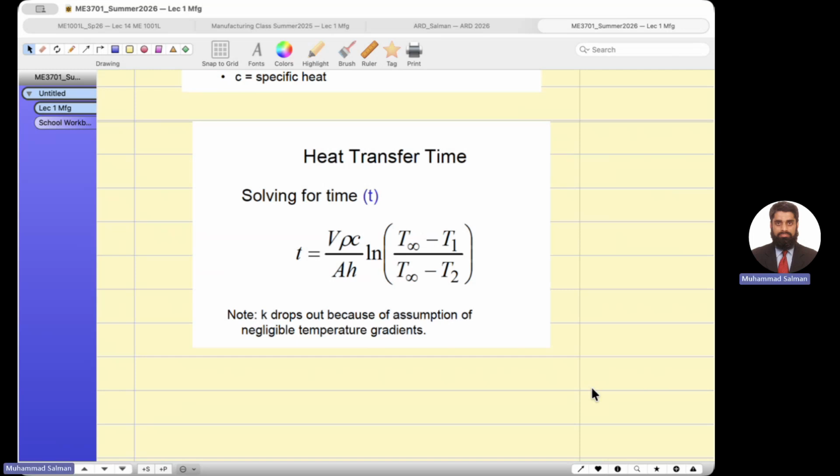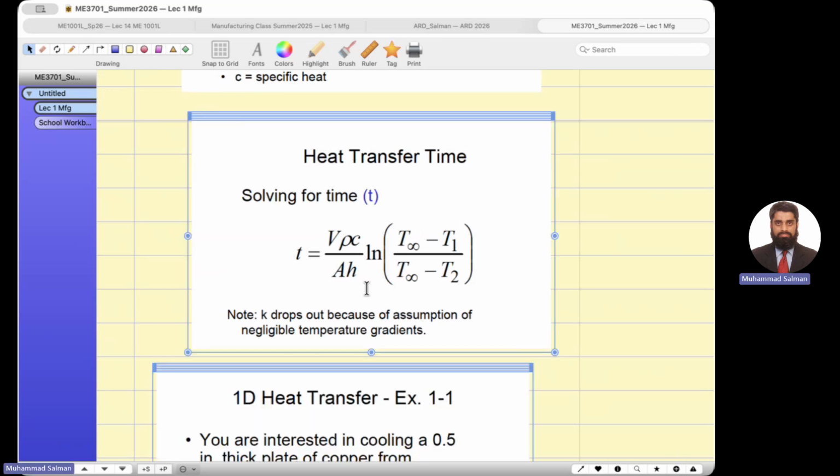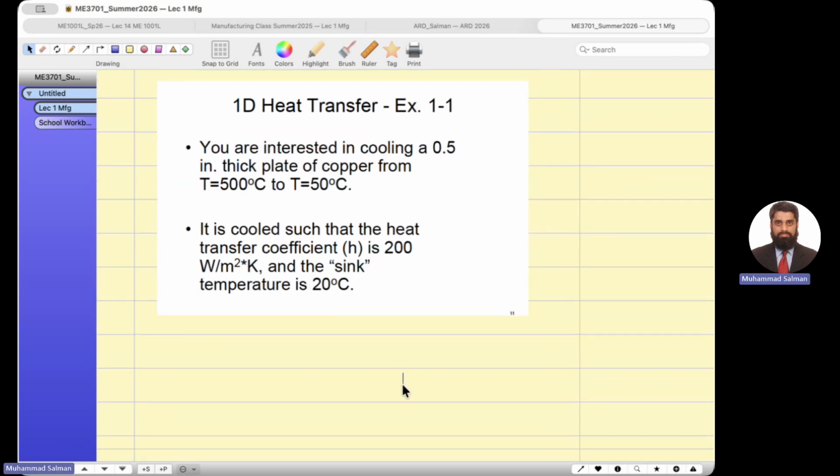Let's use this formula in our question number 1. This is our question 1. You are interested in cooling. Please note down, gather information. Okay, start writing down in your notebook. Let's do the information here. Let me show you the next slide here. How much time is required to cool down the plate?